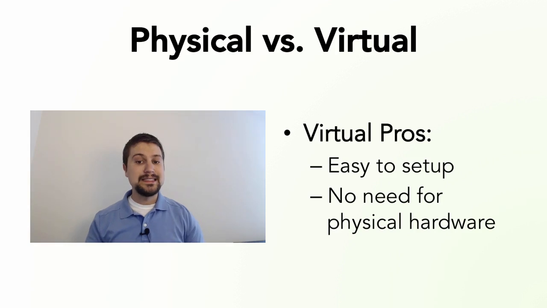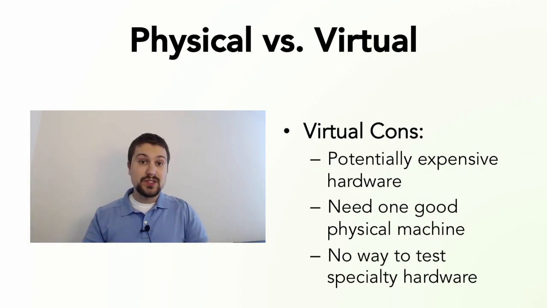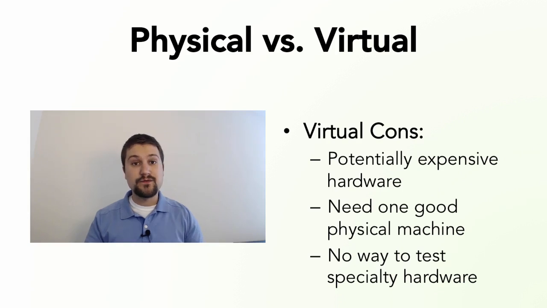Now the cons, well, the virtualization software, some of it can be pretty expensive. VMware and Parallels and whatnot, they can get up there in price. There are free options, and we'll go over that probably in the next section on actually building your lab. But the next con, you need one good physical machine.